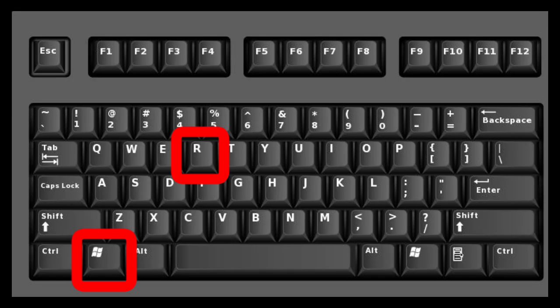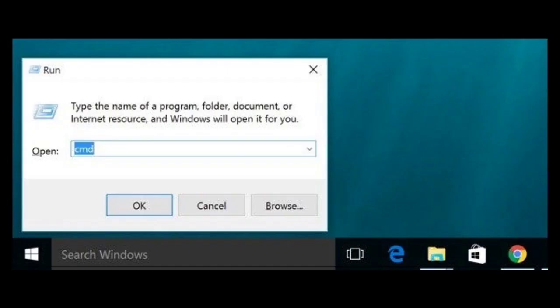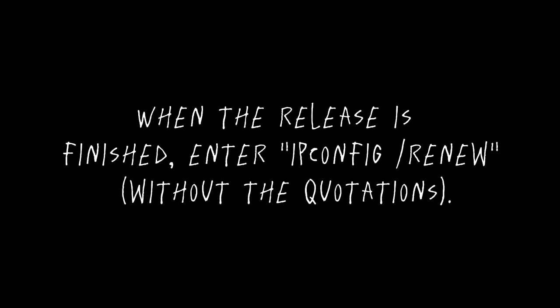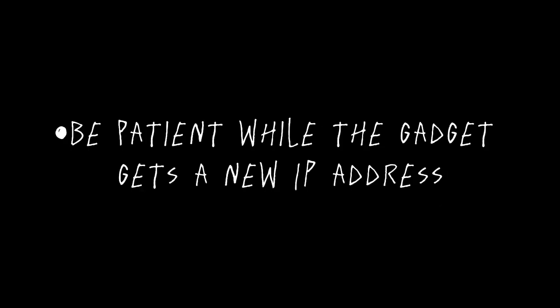Press Windows+R to open the command prompt. Then type cmd without the quotations and hit enter. Enter ipconfig /release in the command prompt field. When the release is finished, enter ipconfig /renew without the quotations. Be patient while the gadget gets a new IP address.